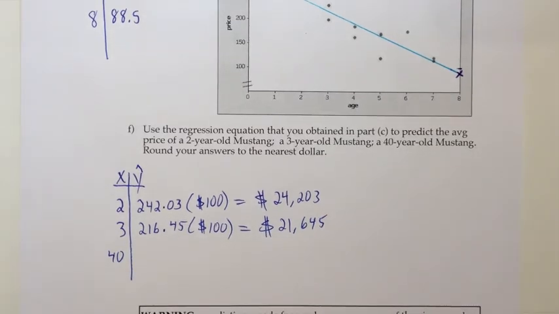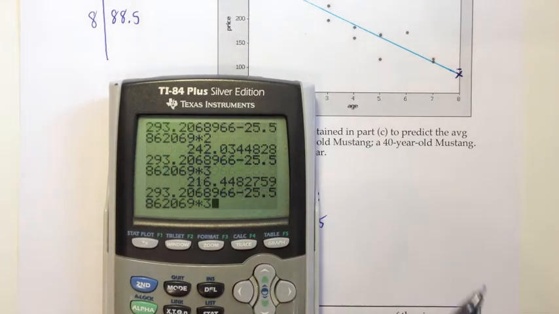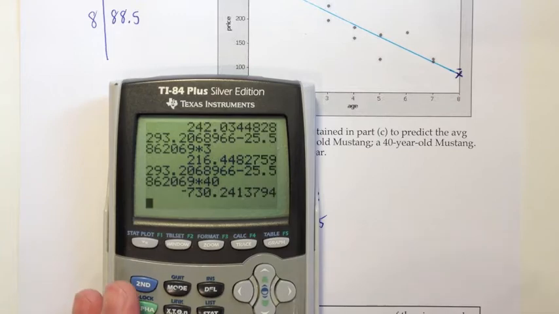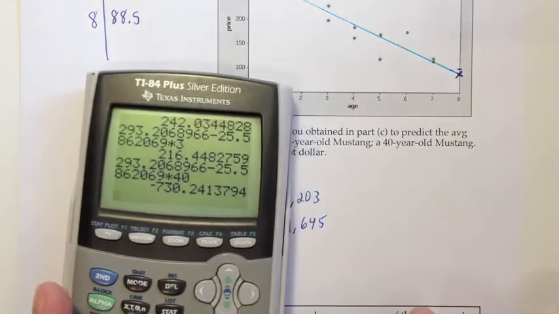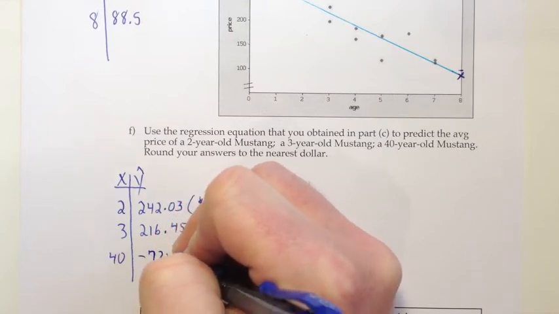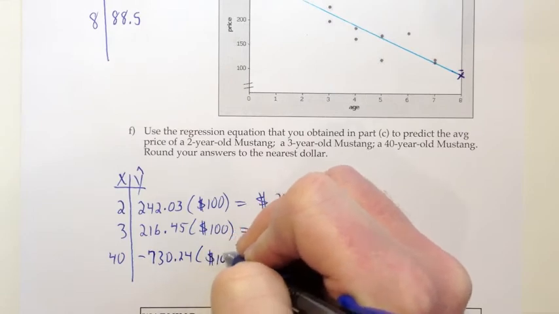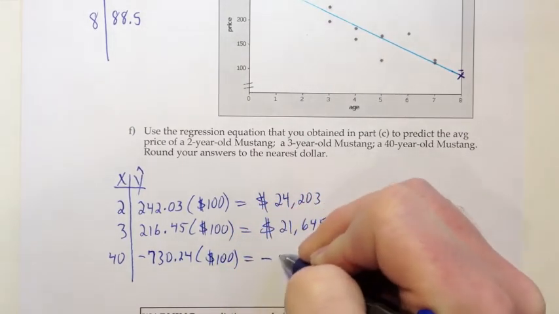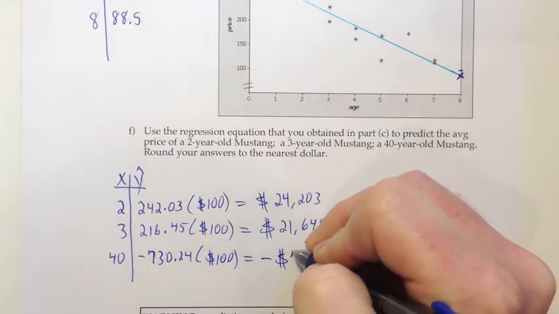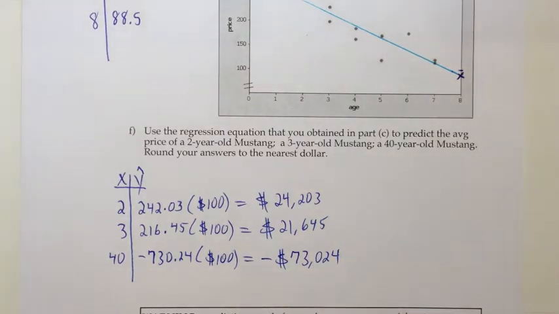All right, let's go ahead and look at that last prediction they wanted us to make, which was the 40-year-old Mustang, and see what happens with that one. So I hit second enter, change that 3 to a 40, and I press enter, and I'll put 2 decimal places just like all the others. So I get negative 730.24. We can multiply that by $100 just like we did the other two, and say negative 73,024.